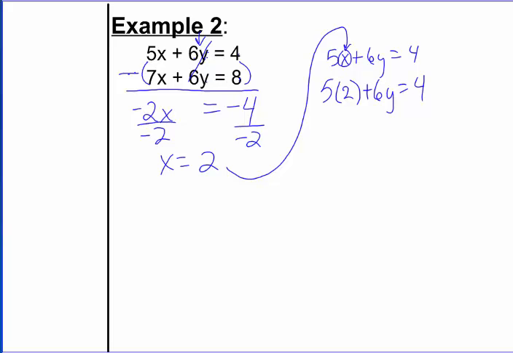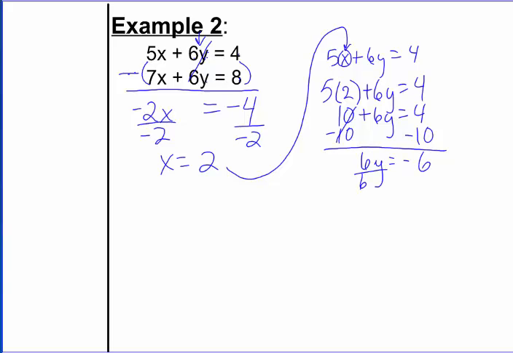So now we need to find the y value. So 10 plus 6y equals 4, minus the 10 on both sides of the equal sign. 6y equals negative 6. Divide both sides by 6. Y is equal to negative 1. Again, be careful with your positives and negatives. So your final answer here is 2, negative 1.